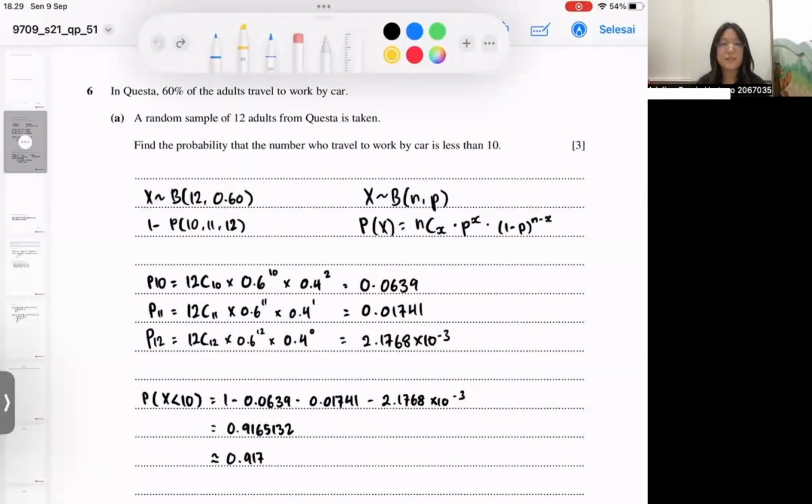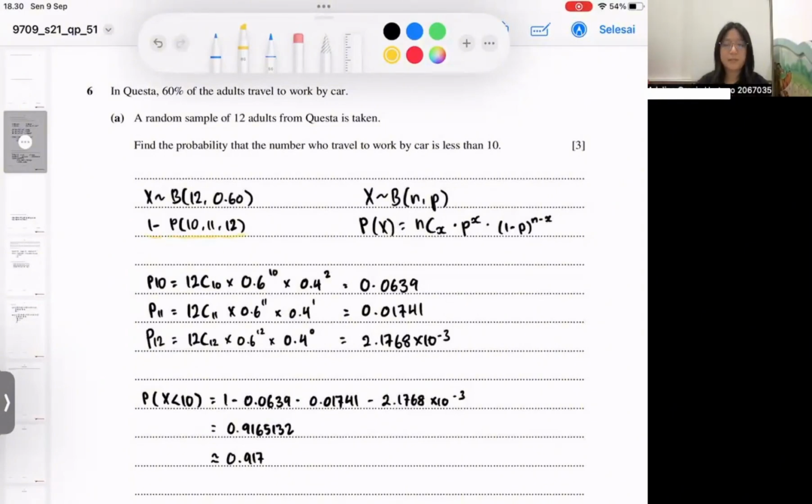Number 6. In Cuesta, 60% of the adults travel to work by car. A random sample of 12 adults from Cuesta is taken. Find the probability that the number who travel to work by car is less than 10. For this number, we're going to use the binomial function, X ~ B(n, p). n is the total number of the sample, and p is the probability of success. In this question, we are to find the probability of the number of adults who travel to work by car being less than 10. So we will use the complement: the total probability, which is always 1, minus the probability of 10, 11, and 12.